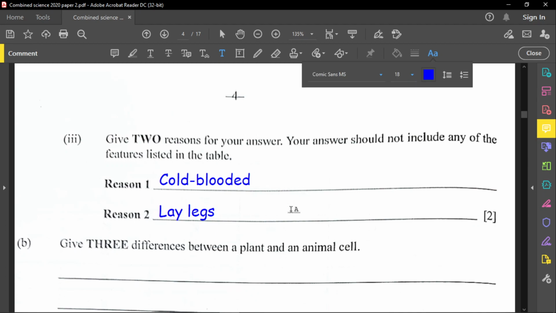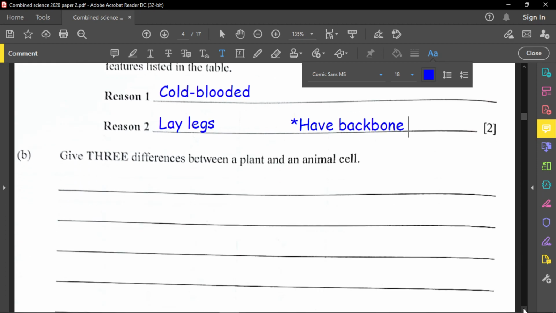Another one is that they have a backbone, so they are vertebrates. So let's put this as our next option here: have a backbone. We cannot talk about the scales because scales are mentioned in the chart, and they say do not use those. But reptiles do have scales over their bodies.